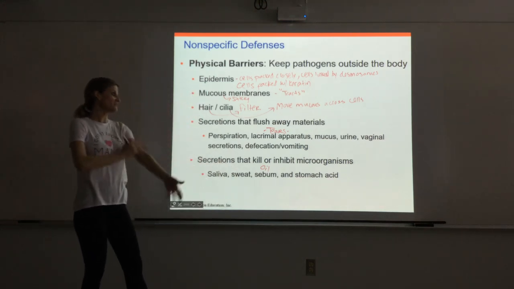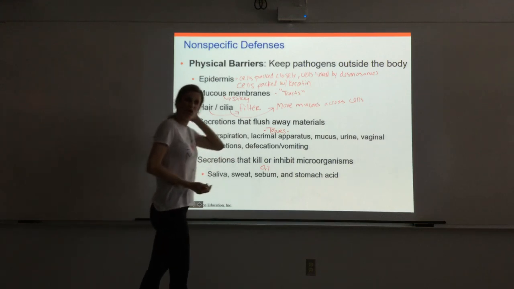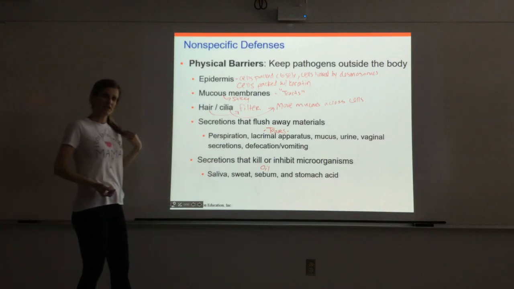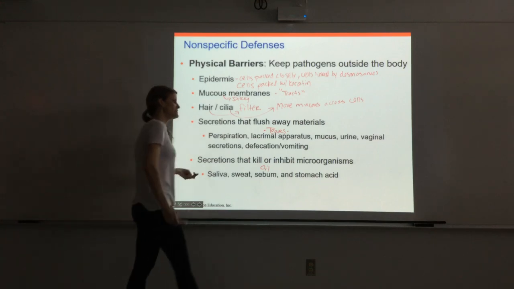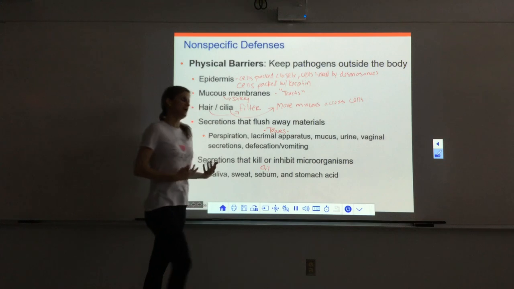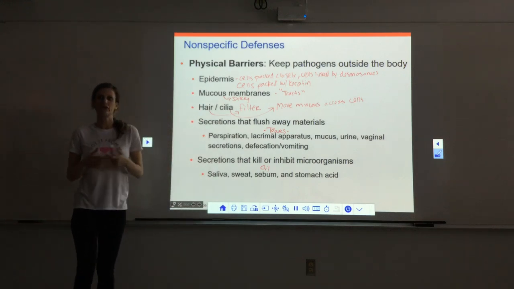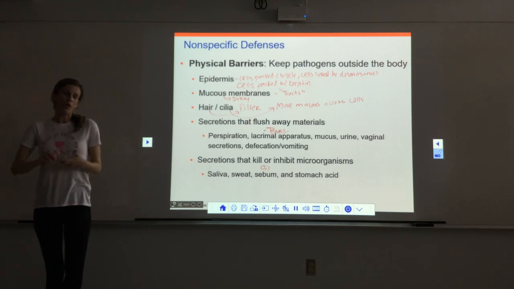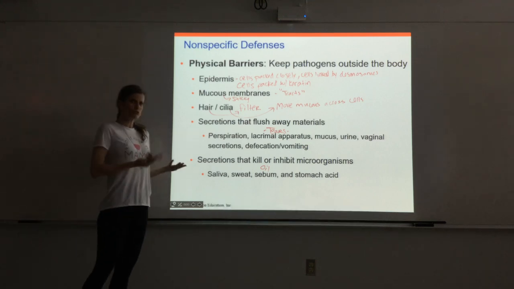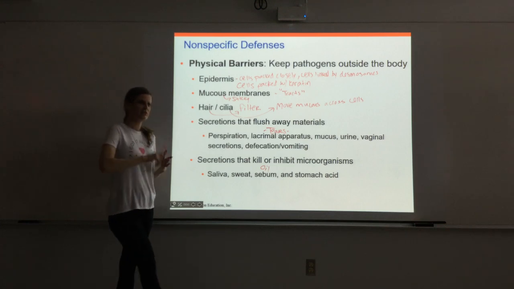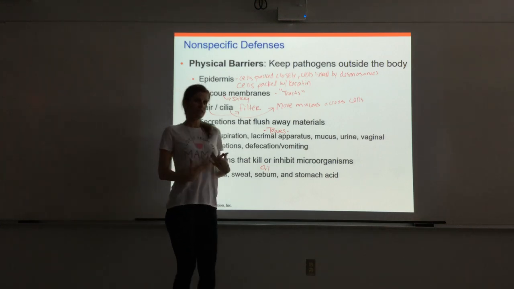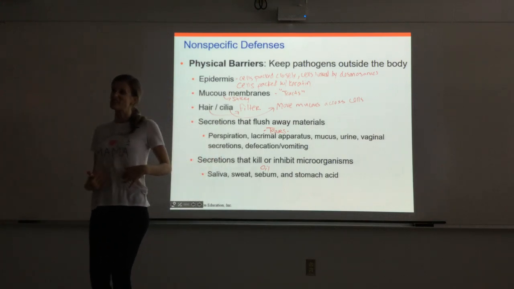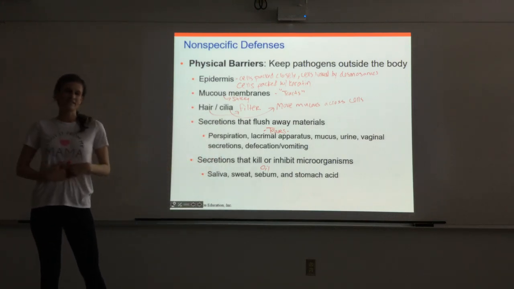Sweat, same thing, flushes out the skin. Sebum or oil is important for like your hair follicles and where your hair is growing from to try and decrease bacterial growth there. Stomach acid itself creates a very, very acidic environment in the stomach where most bacteria cannot live. When we do GI, we'll talk about H. pylori, one of the few bacteria that can live in your stomach and cause infection in your stomach, but most bacteria will die when they get into your stomach because it's full of hydrochloric acid. It's a very, very acidic environment.